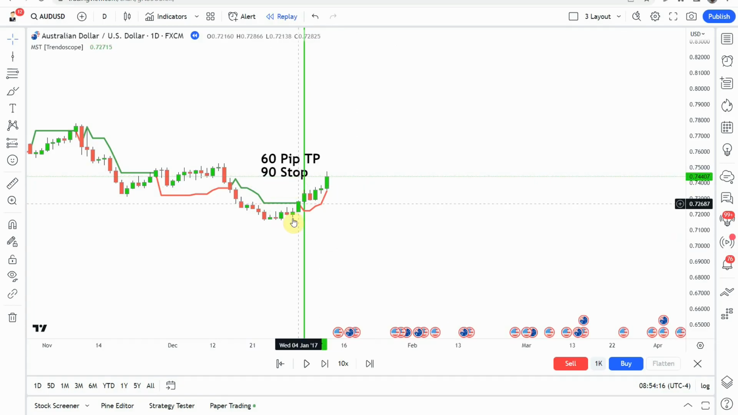Alright, so the first signal that we pick up is a long signal. Like I explained in the other videos, the actual break of the line right here, this candle that breaks the line, isn't the one that actually gives the signal. So what we're really looking for is the coloration switch in the line itself, not necessarily the break.